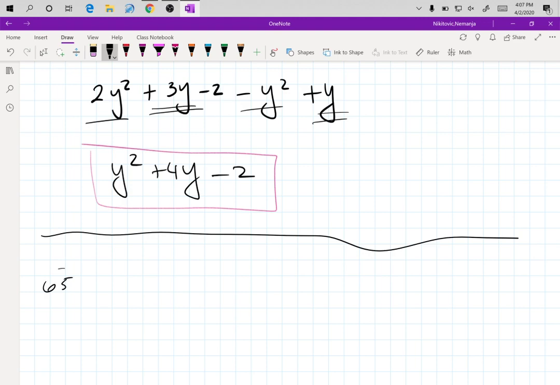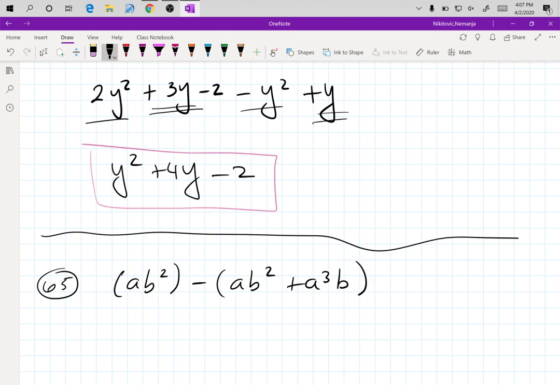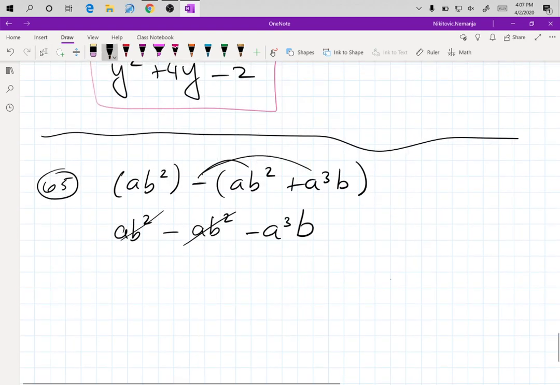Problem 65 has ab squared minus ab squared plus a cubed b. Well, we get rid of the parentheses and we change all of the signs that we can. I mean, we change the signs when we distribute. So we distribute first. We don't need the parentheses for the ab squared. And then we have minus ab squared and minus a cubed b. These guys cancel, and you have your solution right there.